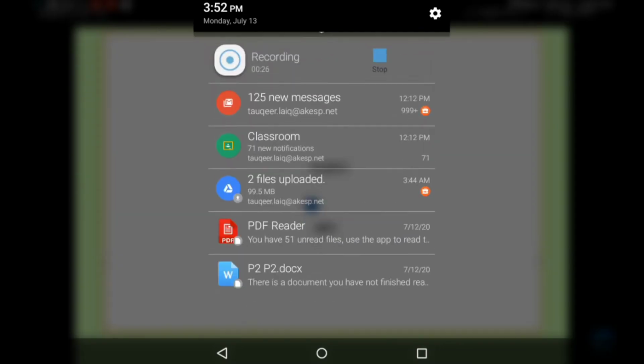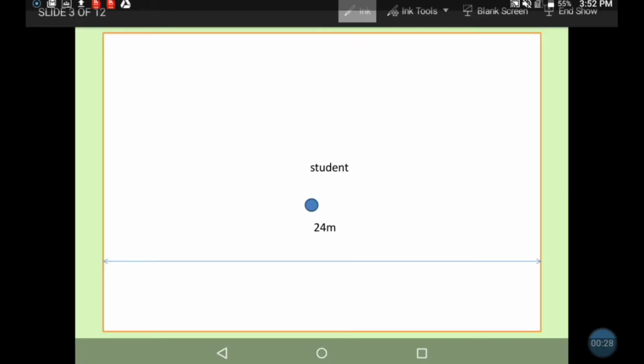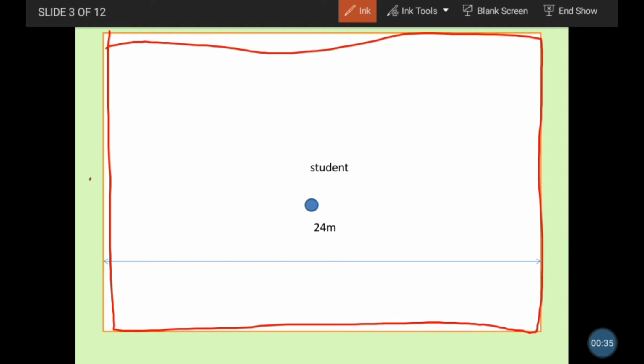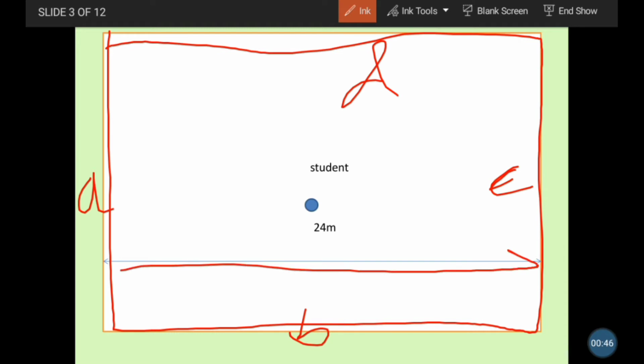Here we have a rectangular hall which has 4 walls: wall A, wall B, wall C and wall D. We have the length of the hall, which is 24 meters. Since the student is sitting at the center of the hall, the distance between wall A and the student is 12 meters.